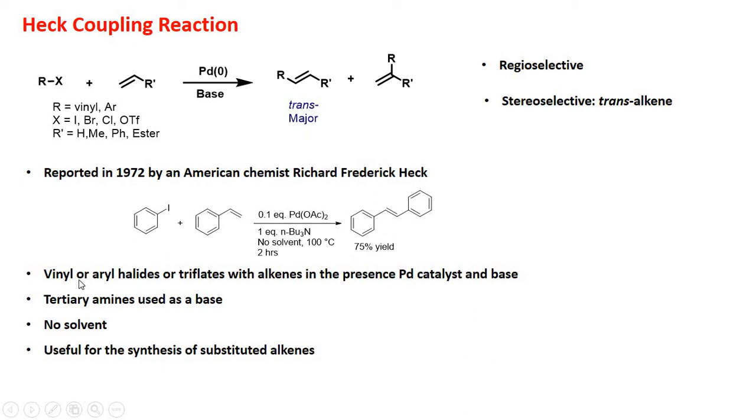So in Heck coupling reactions, vinyl or aryl halides or triflates react with alkene in the presence of palladium catalyst and base. Tertiary amines are usually used as a base in this reaction. When this reaction was performed the first time, there was no solvent. After that, a lot of solvents have been used in this reaction, so we will see that in the next slide. This reaction is useful for the synthesis of substituted alkenes.